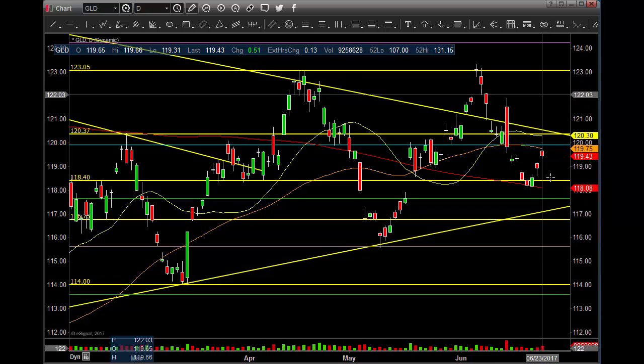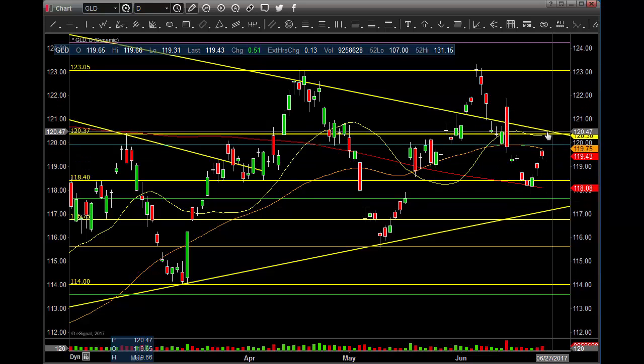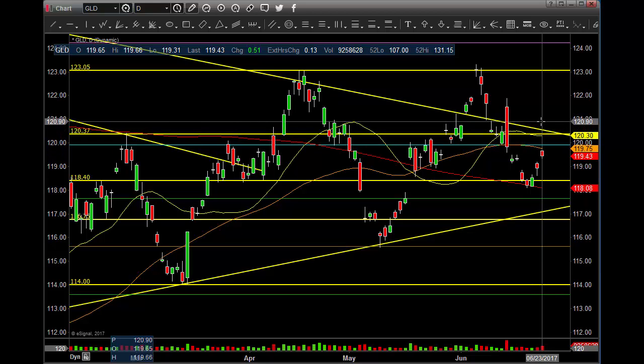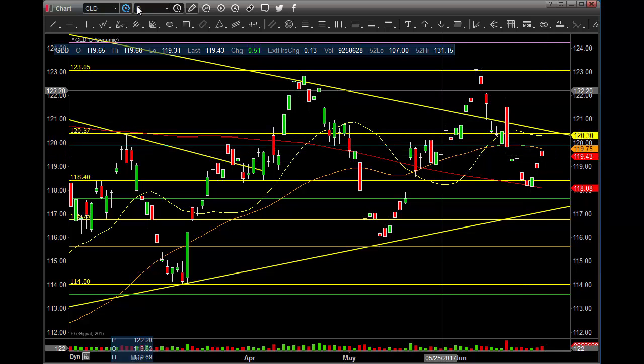Again, 50-50 shot. I still think we come up into this area and try to make a run to get it above the MAs and this trend line. Watch for a gap up, guys, on Monday maybe. That's a lot of resistance to deal with, and sometimes if they don't want to deal with it, they'll gap it up. So watch for that on gold, the GLD on Monday.